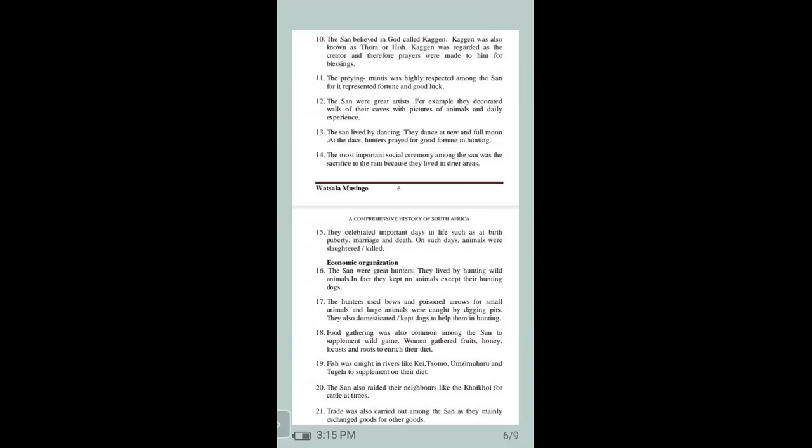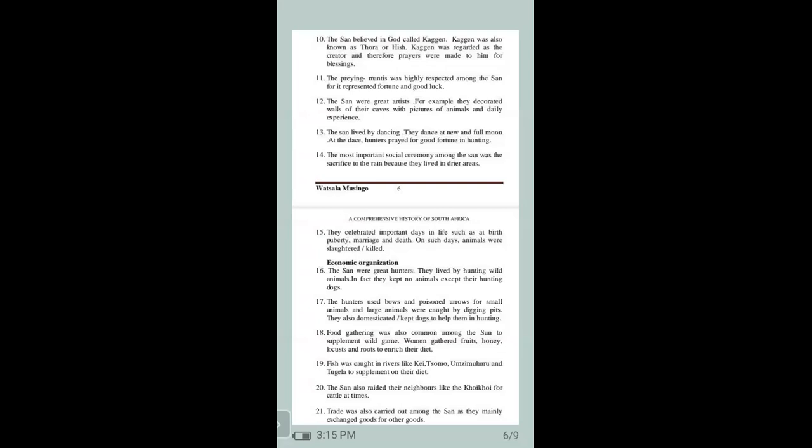So these guys prayed for rain because they lived in a dry area. Let me give an example: if you were living in a drier area without water, wouldn't you pray to God to give you water?